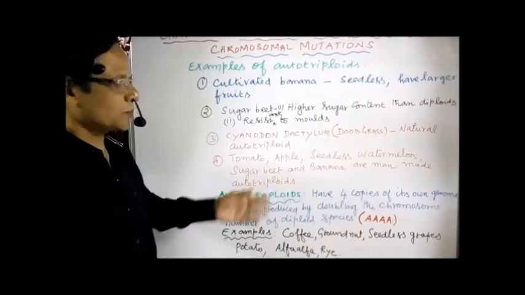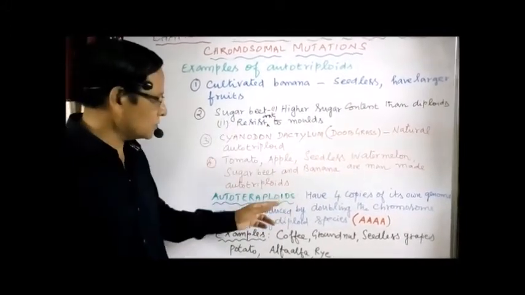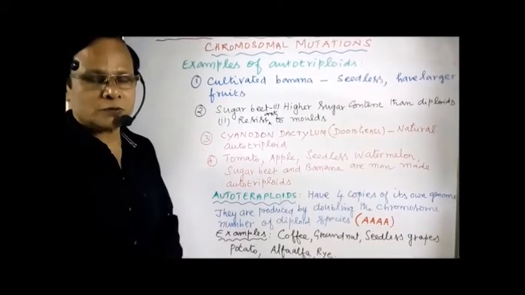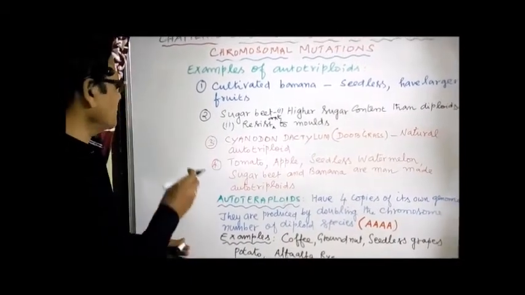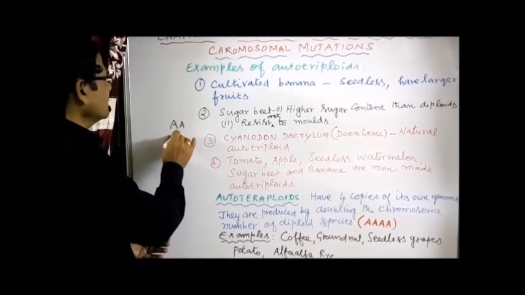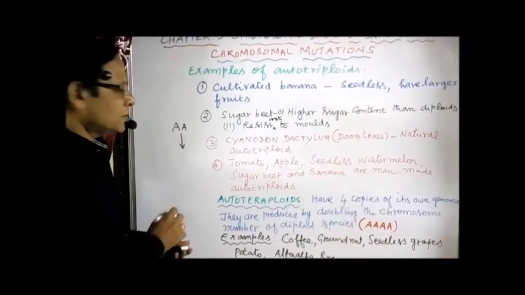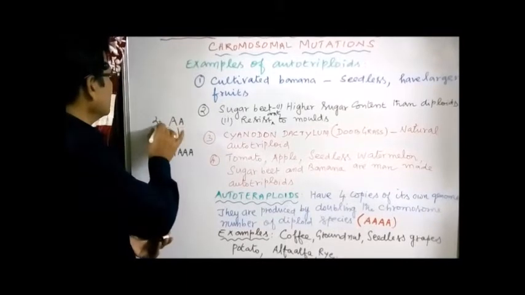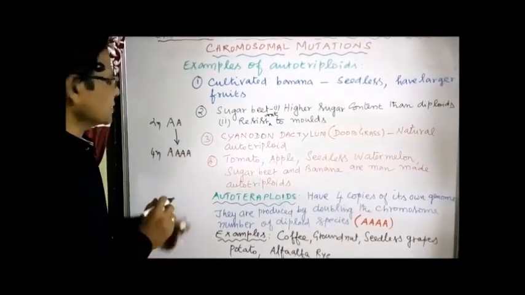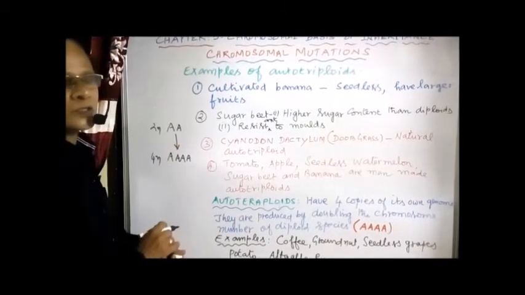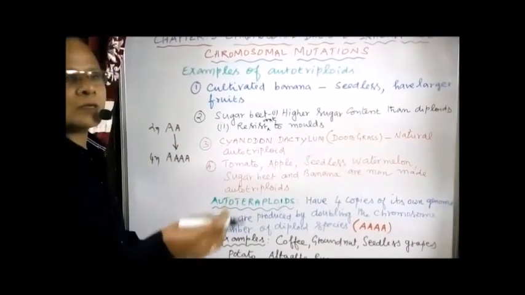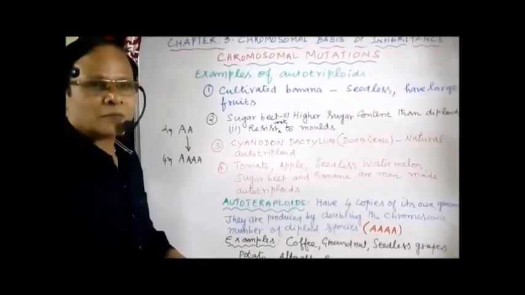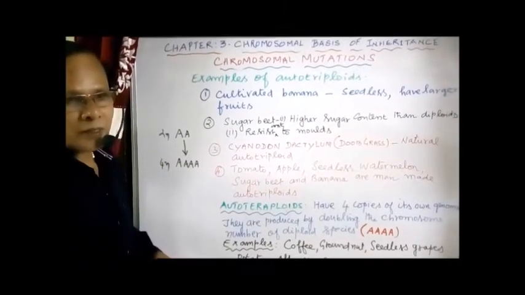Now the next one, autotetraploids. Here these organisms have 4 copies of their own genome. How are they produced? They are produced by doubling the chromosome number of diploids. If you take a diploid organism, it is treated with colchicine, so the chromosome number is doubled. So it is 2n, and we get 4n. That's why they are called tetraploids. They are induced artificially by chromosomal doubling with the help of colchicine or any mutagenic agent. Mostly we use colchicine, an alkaloid obtained from Colchicum autumnale, a plant.